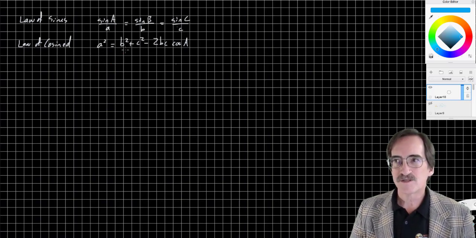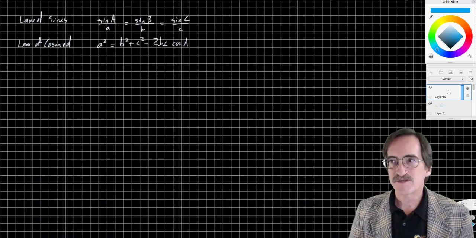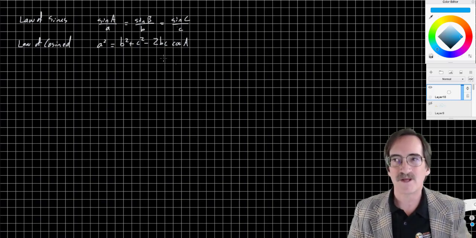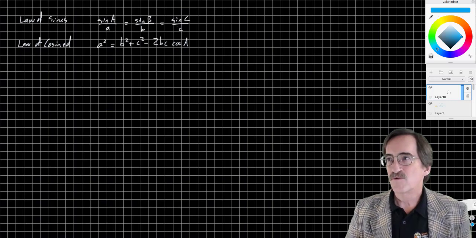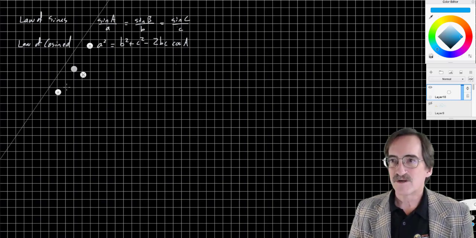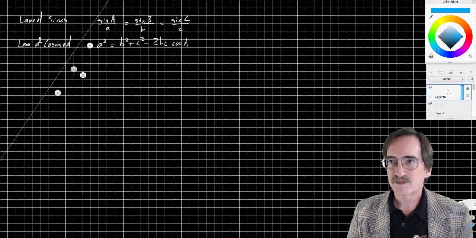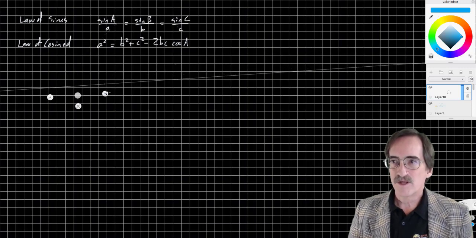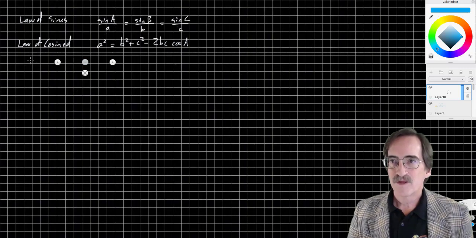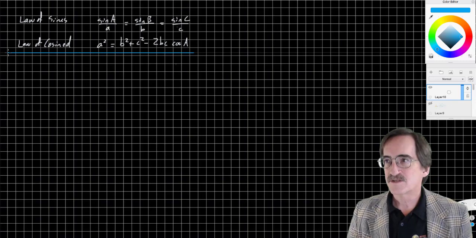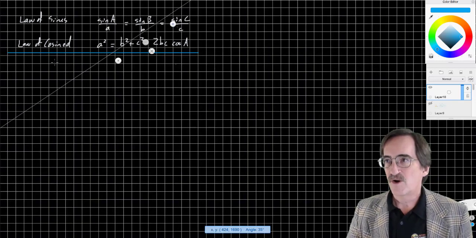A side squared is equal to the other two sides squared minus 2 times the product of the other two sides times the cosine of the angle between them. If you remember it that way instead of remembering letters per se, it'll help greatly. Okay, so let's use these to solve a problem.